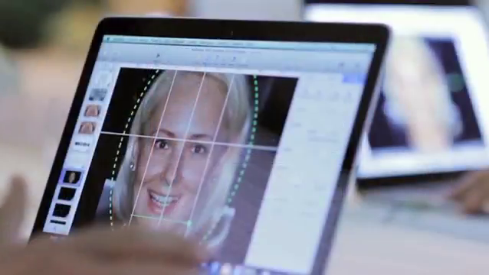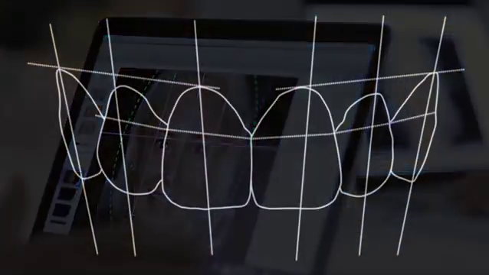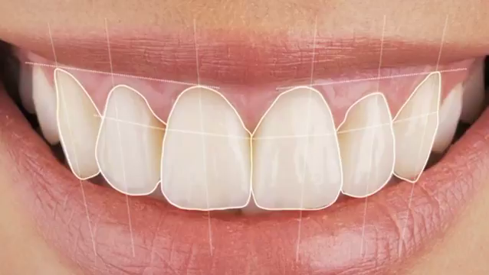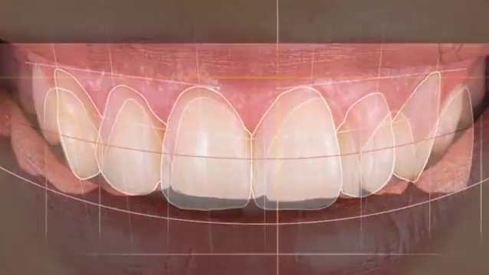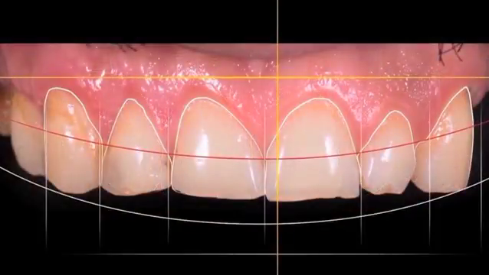The design can be created digitally on a computer, or it can be done with models and wax up on the models. But the whole idea is to create a design that the patient can approve of before it's ever created in their mouth. Smile design is something that takes more than one visit.